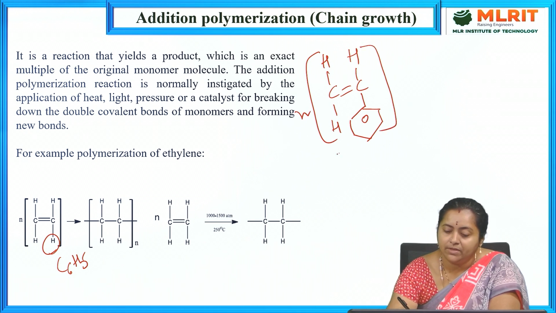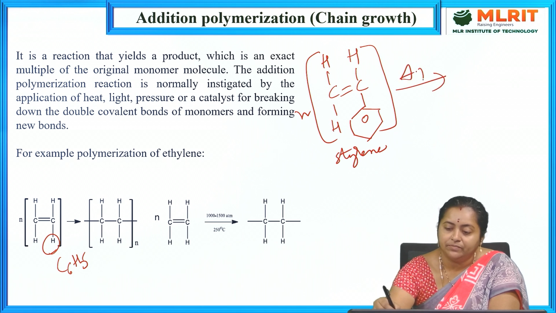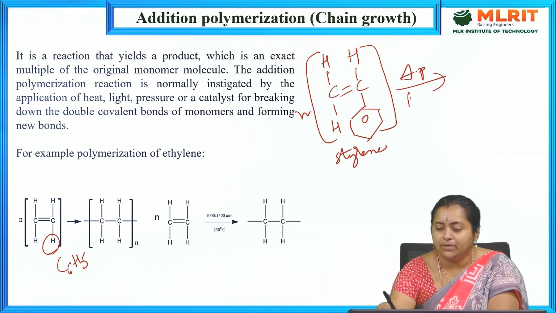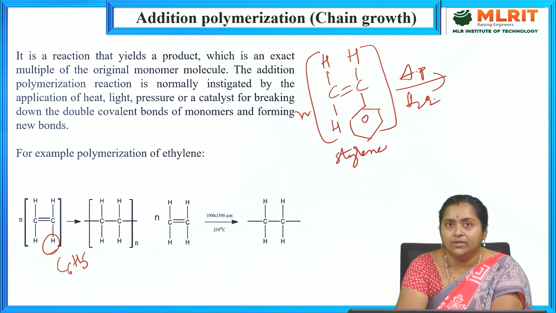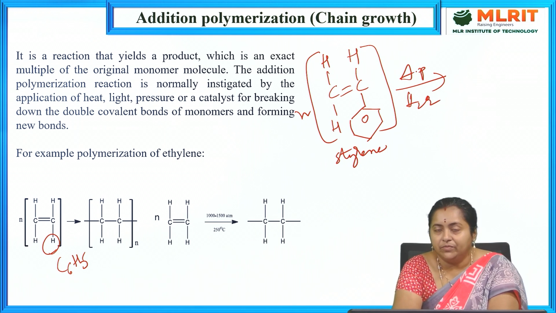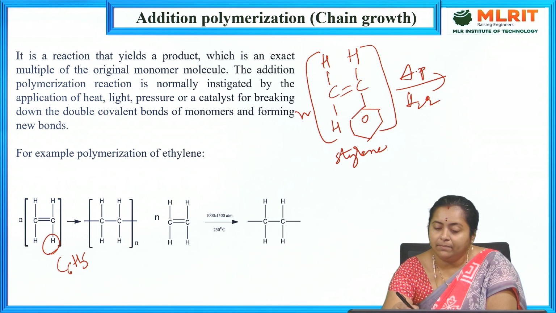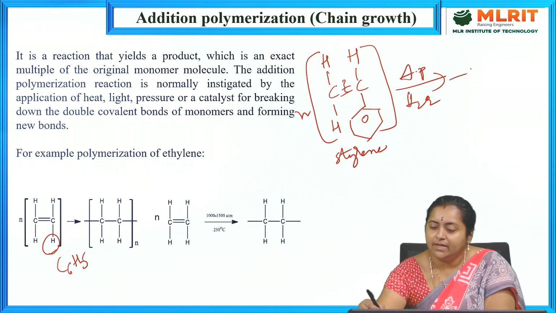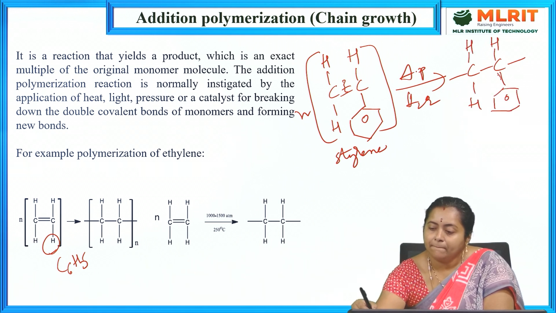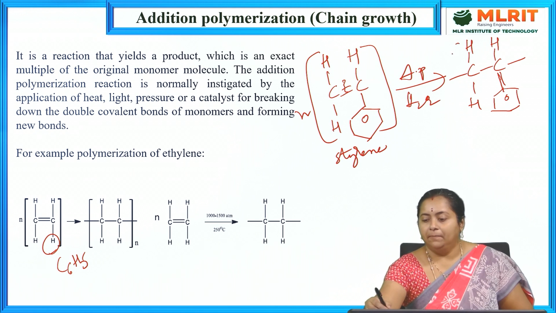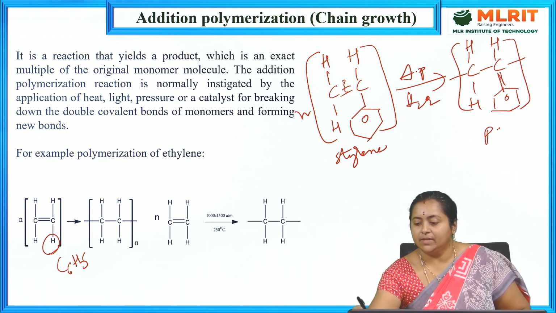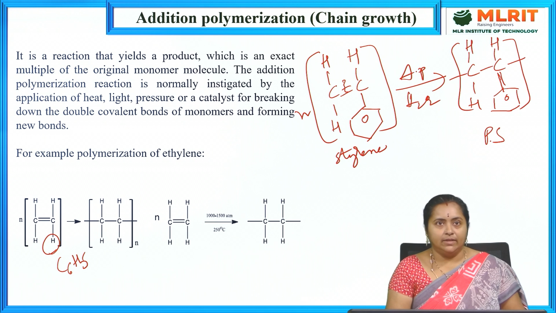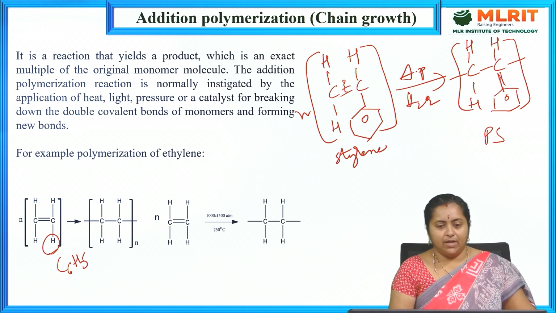The name of this compound is styrene. If it is subjected to addition polymerization in the presence of the catalyst H2O2, hydrogen peroxide, and 1000 to 1500 atmospheres and 250 degrees centigrade temperature, then what will happen? This pi bond is involved in breaking. As a result, we can notice new sigma bond formation on either side of the two carbon atoms, right? Here, what is the name of this compound? Polystyrene. This is example 3 for addition polymerization.